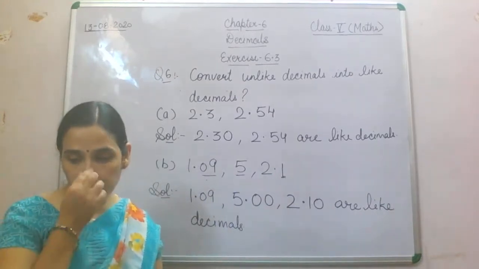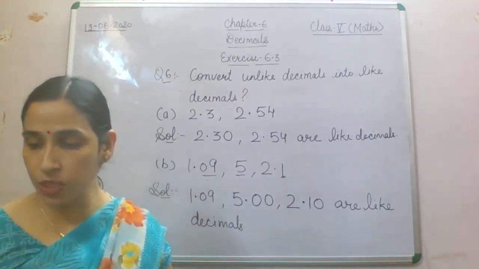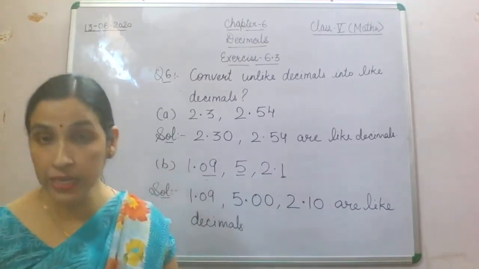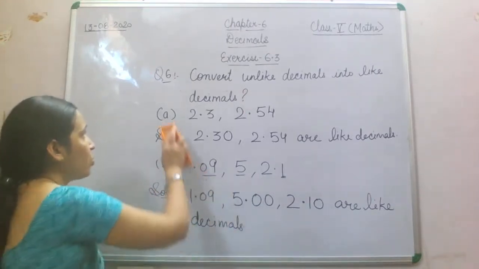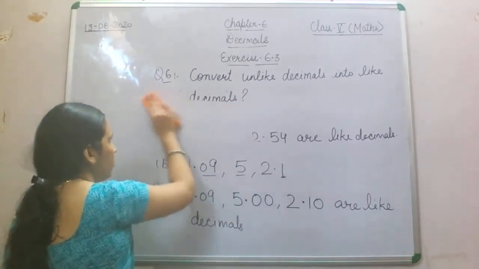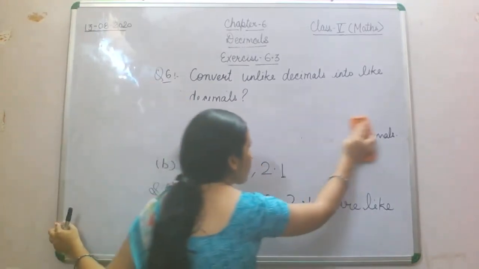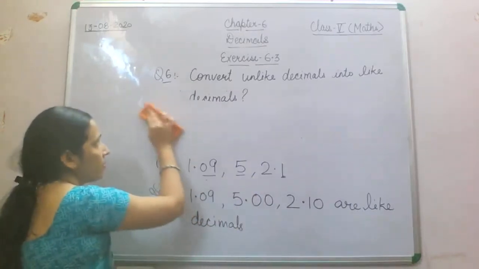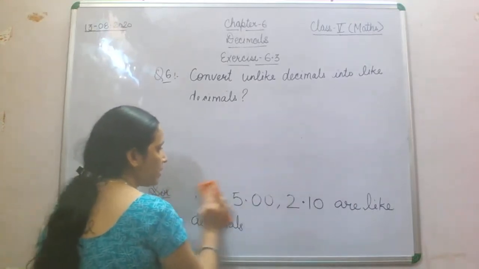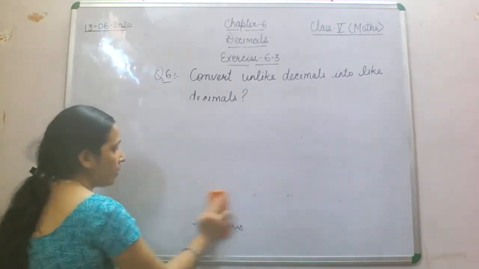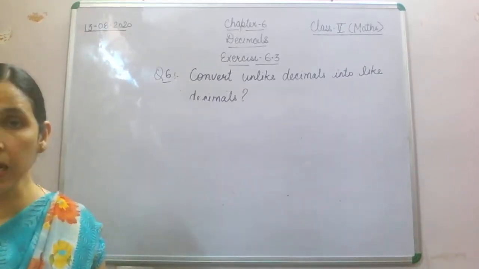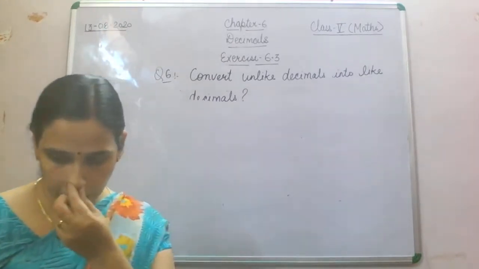Similarly, now we'll start the C part of this question. In the C part also you have been given 3 decimal numbers, and let's find out how you have to change them into like decimal numbers. So let's start the C part. We'll take only the C part, and A and B, I hope, are clear to everyone. Let's start the C part. Now what is the C part?